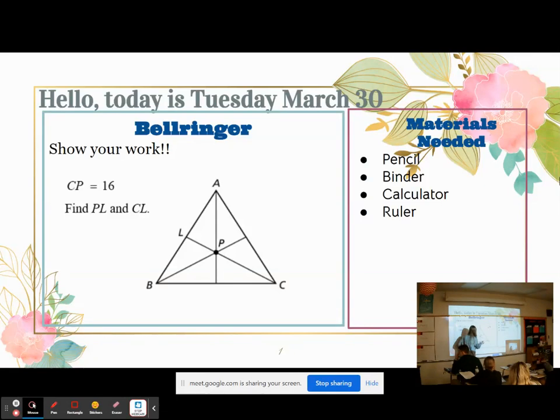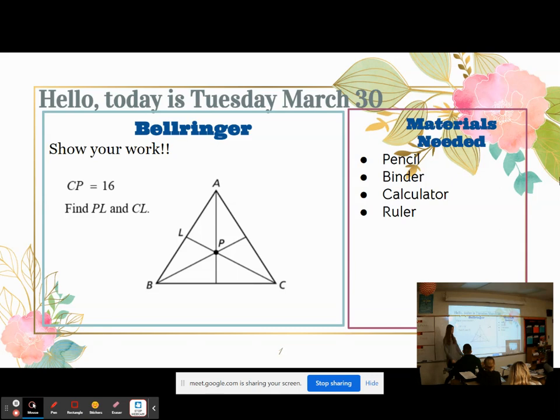Explain to them how you did the bell ringer, please? Okay, so they give you CP equals 16. So that would be that line. And I want you to find PL and CL. So PL, I know it's 16 divided by 2 to find that length, and it's 8. And then CL is the whole length, so you add 16 plus 8 and you get 24.